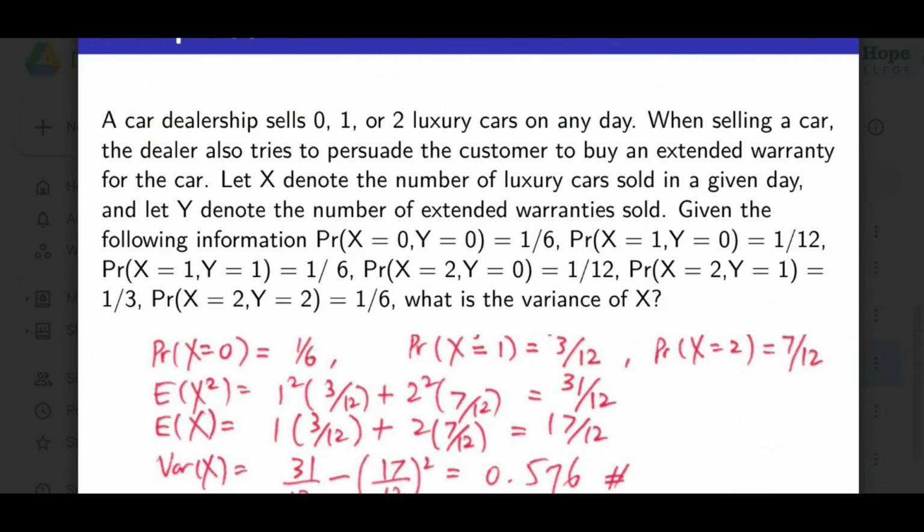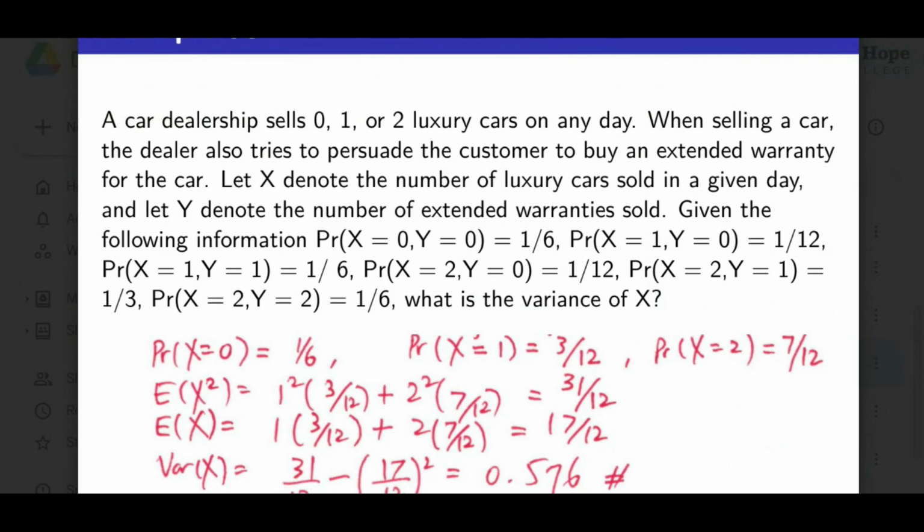Make a table. So X could be 0 or 1 or 2. Oh, and Y could be 0, 1 or 2. So it's not a difficult table to make. Summarize this information as a table. Okay. 0, 0, 1, 0, 1, 1, 2, 0, 2, 1, and 2, 2. So these are the only non-zero probabilities.